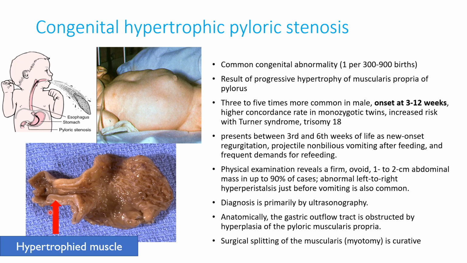It presents with regurgitation and projectile non-bilious vomiting after feeding, and physical examination will show an abdominal mass in about 90% of cases, and diagnosis is by ultrasound. Anatomically, you can see the hyperplasia of the pyloric muscularis propria, and surgical splitting of the muscle is curative.